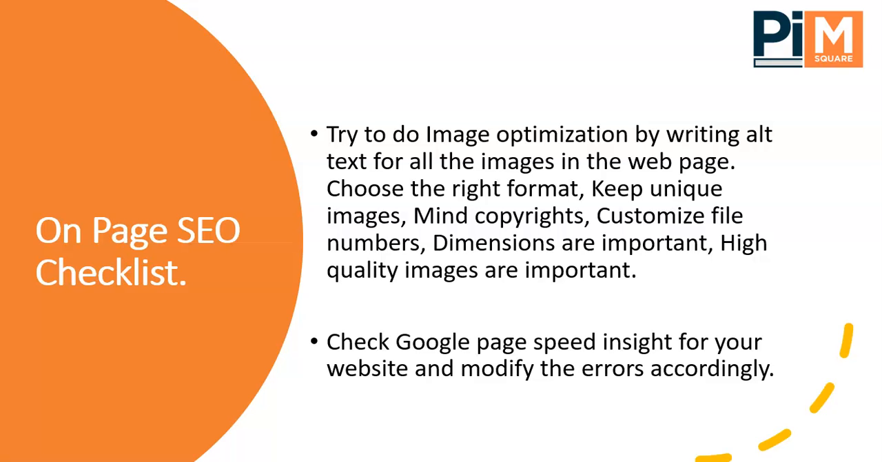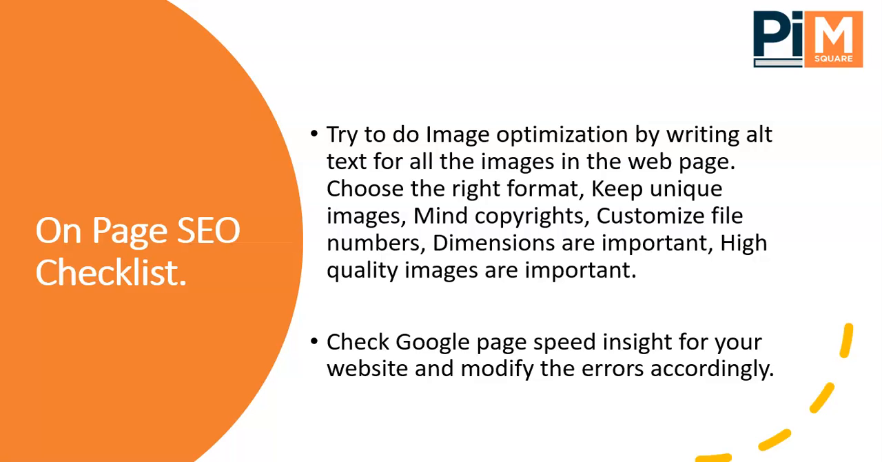Let's say you have a shoemaker company and you have put up a shoe image on your website. What should the alt text be? Try to add your brand name as well as a keyword of that page, or relevant to that page, in the alt text. It will help with image optimization and crawling of that image. Try to keep unique images, and always make sure there is no hindrance with copyrights. Keep it in mind.